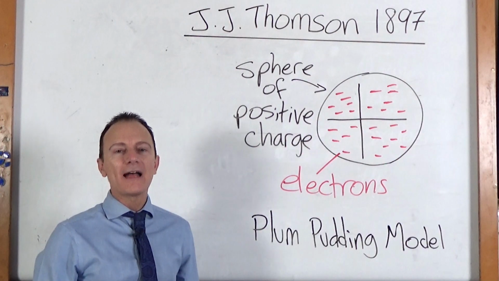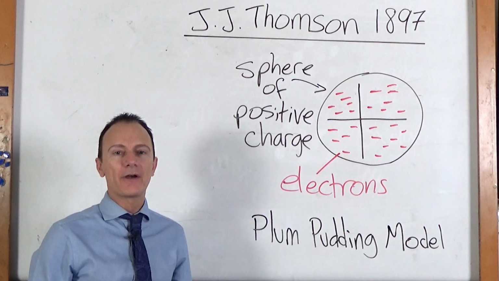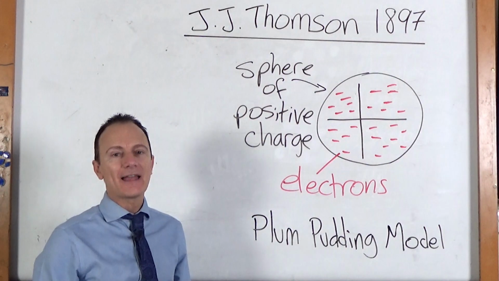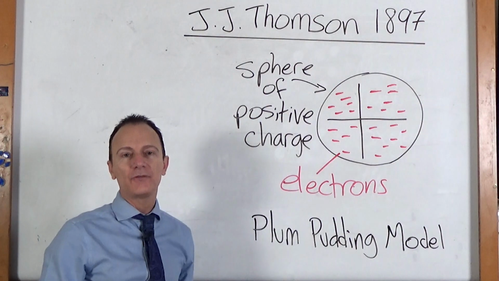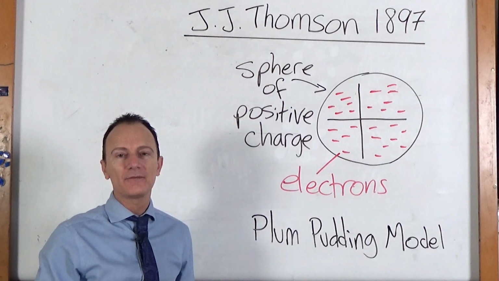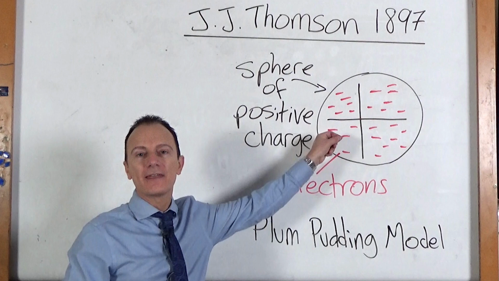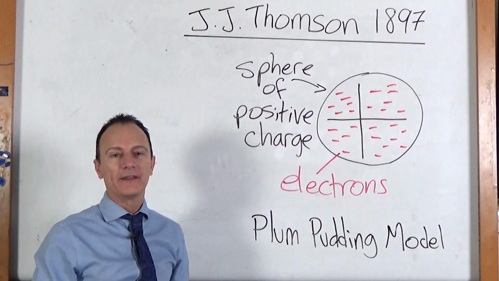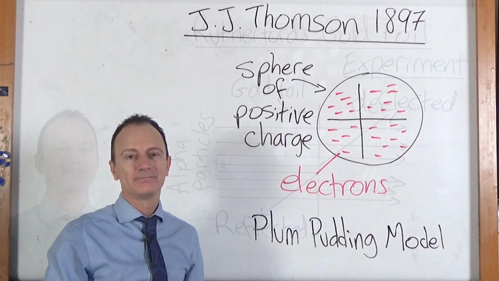Ideas about atoms had to change in 1897 when J.J. Thomson made a breakthrough. He discovered electrons, and he thought that atoms were a sphere of positive charge, so the whole atom was positively charged, and negative electrons were embedded throughout the atom like plums in a pudding. So he called this model the plum pudding model.